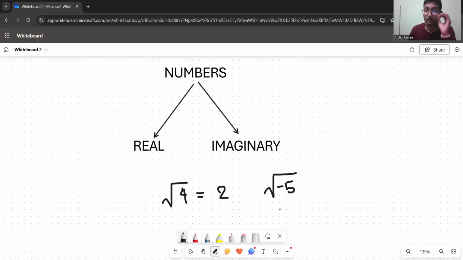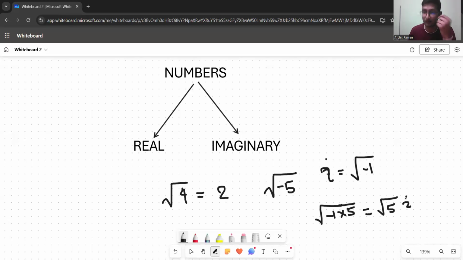We don't know, right? So just to represent what is the value of under root minus 5, because this is a good question, right? What happens if there's minus 5 inside? So to represent this, what we did was we created a number called iota, which is basically under root of minus 1. So this number can be represented as under root of minus 1 times 5. Right. This will become under root of 5 times iota.